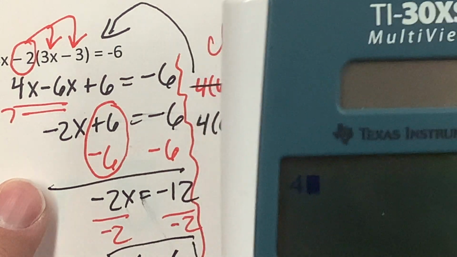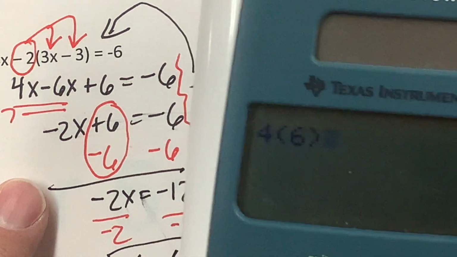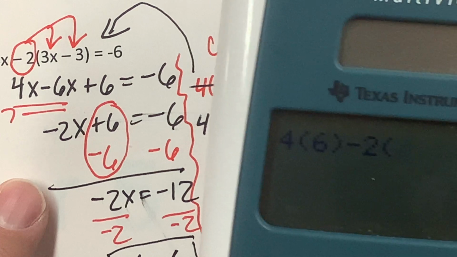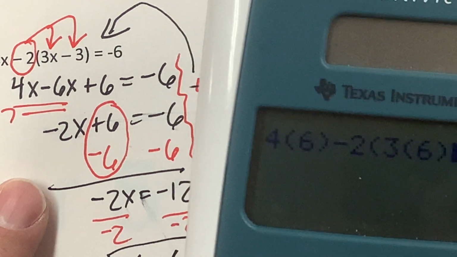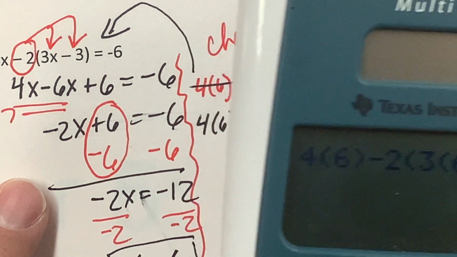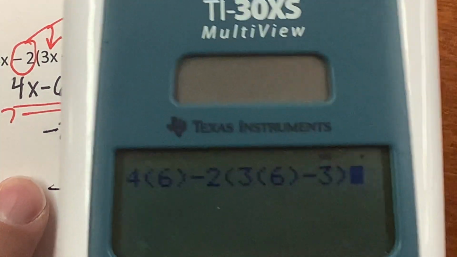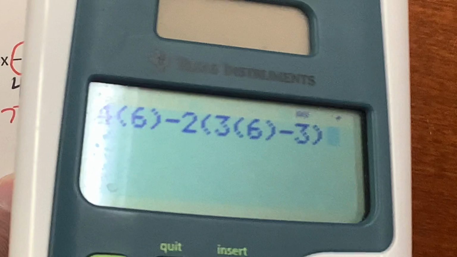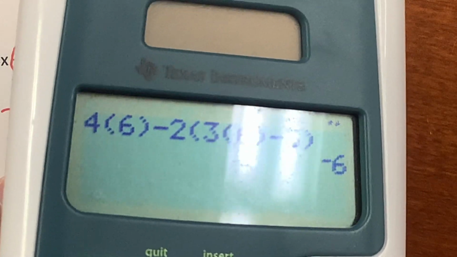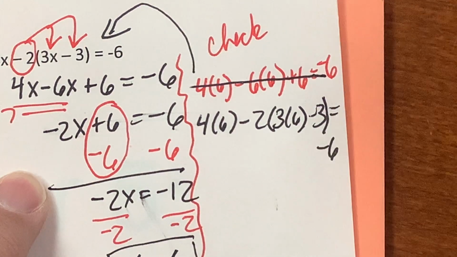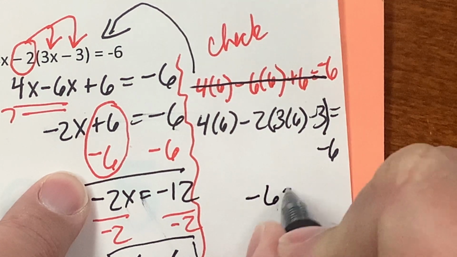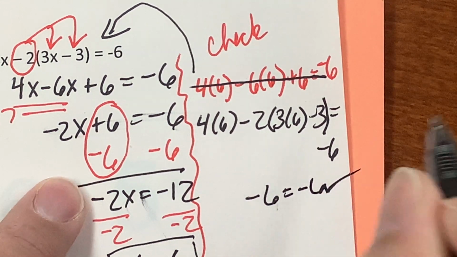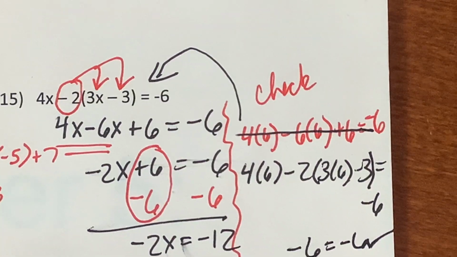So 4(6 - 2(3(6 - 3))). Oh boy, that's a lot of parentheses, huh? Let's see if that comes up to -6. Phew, it actually looks exactly like my problem. So I got -6 equals -6, so that checked. A little intense, but it checked.